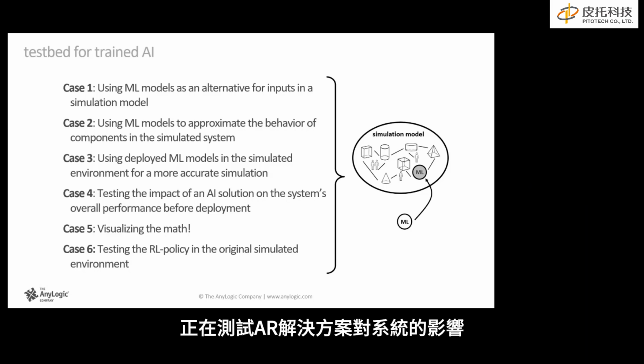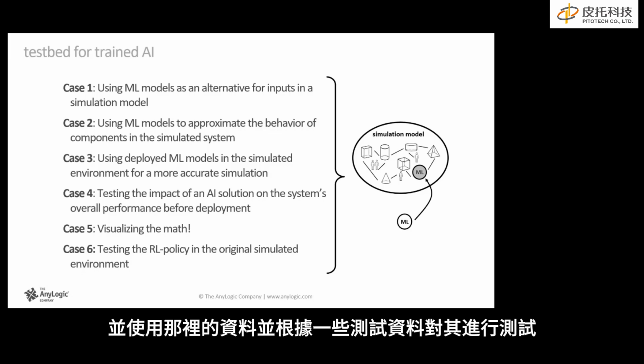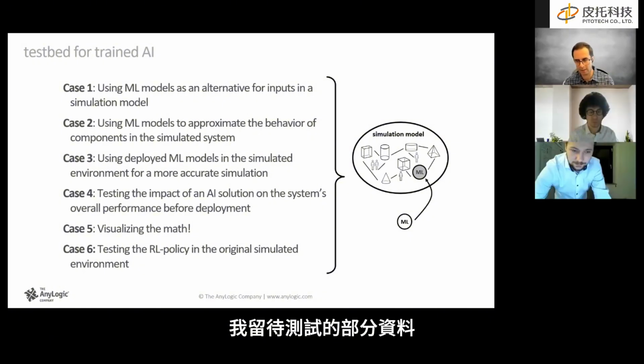Case 4 is testing the impact of an AI solution on the system's overall performance. What is common right now in the data science community is to focus on a specific component, use data there and test it based on some test data, and say, okay, show me the accuracy of my prediction based on the portion of the data that I put aside for testing. And then I say, yeah, this has a really good prediction power. This is a good model to predict, for example, demand for my store or this specific shop. Okay, so you have that.